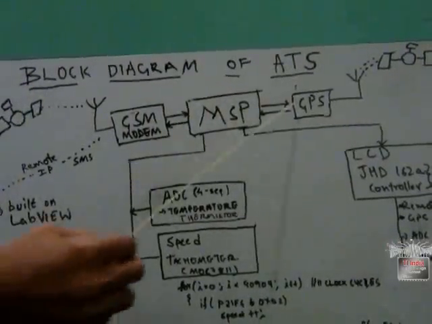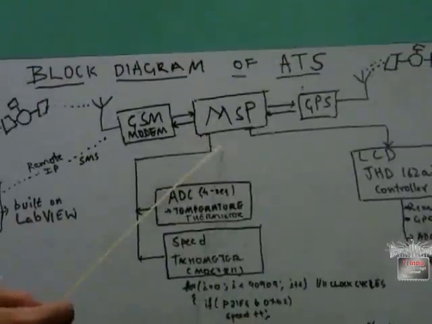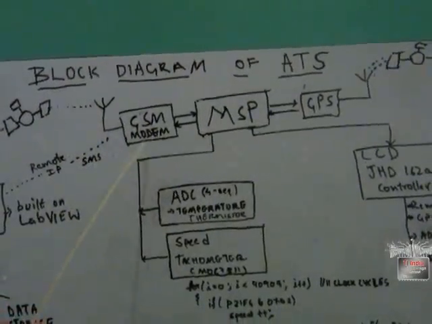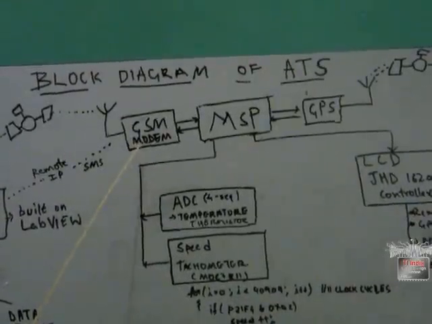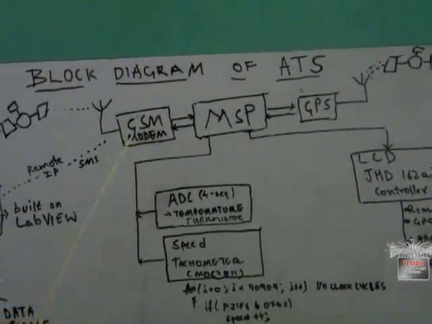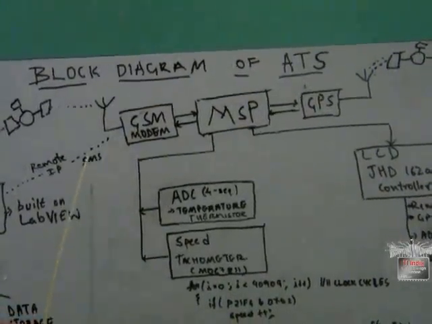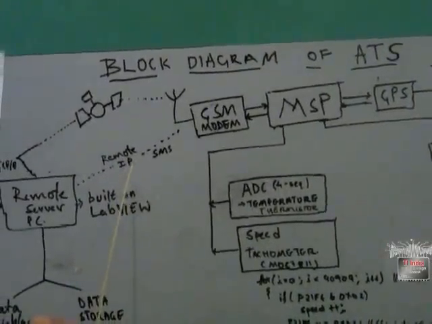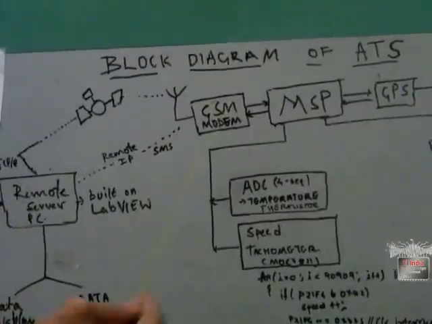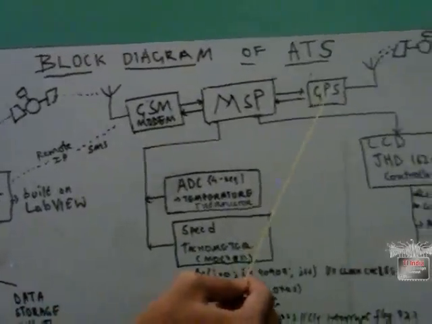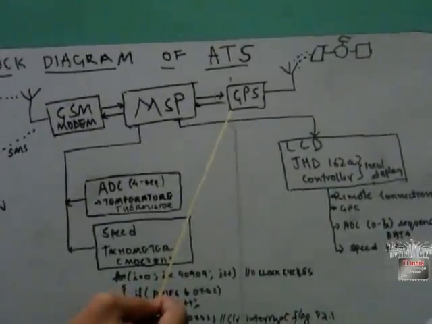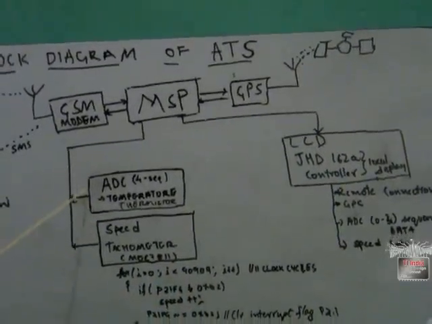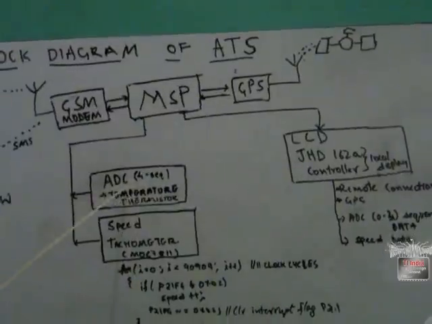This is the block diagram of ATS. The MSP430-5438 first initializes the GSM module. It defines the access point names of the service provider, and later an SMS is sent to the GSM module with the IP address and the port number of the remote server it has to connect to. Right after that, it fetches data from the GPS. It extracts just the location coordinates from the NMEA string, and then it initializes the four-channel ADC.